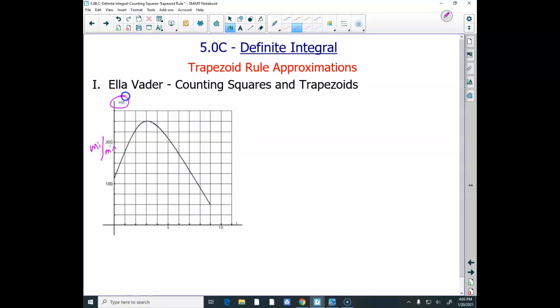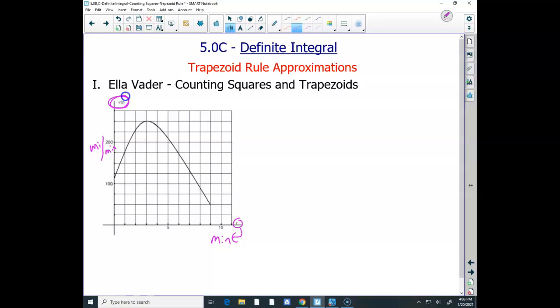Well, my velocity is given in miles per minute, so my x-axis must be in minutes this time, right? Because she fired her engine at t equals 0. So this is my t-axis, and that's in minutes, it told me.